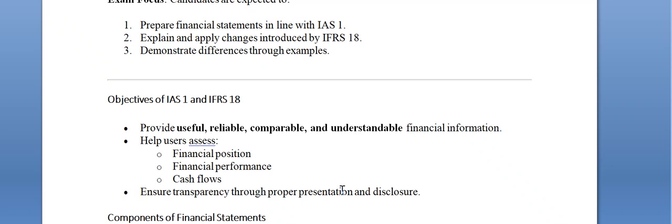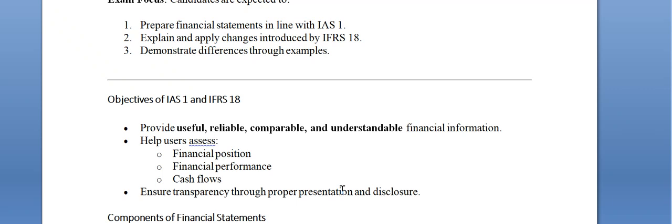So IAS 1 and IFRS 18 basically help users to assess the financial position of an entity, the performance of the entity, as well as how cash is moved in and out over the period of time. So that is that.